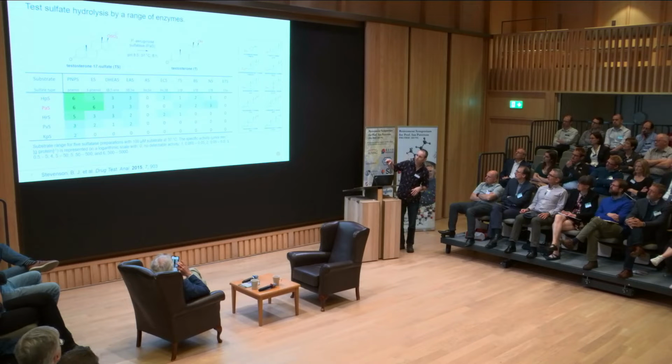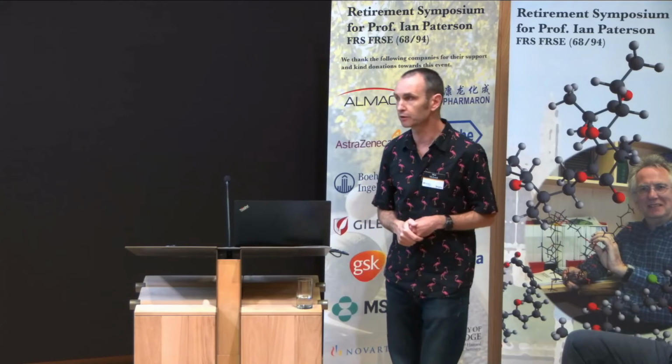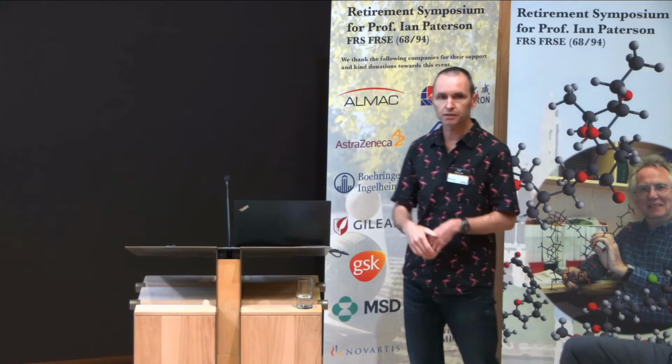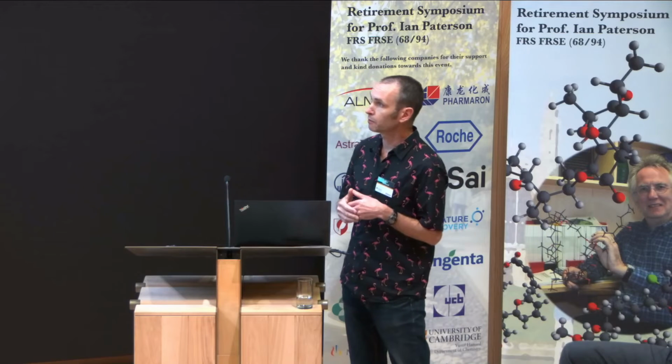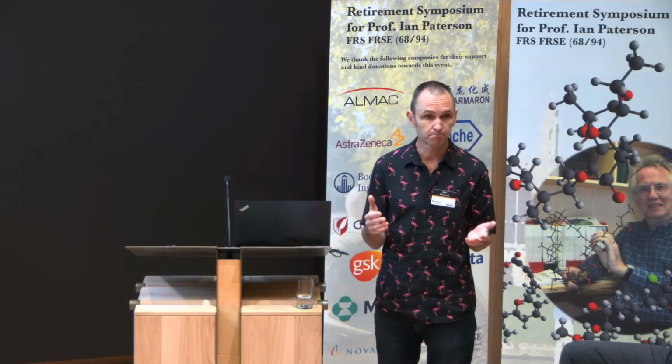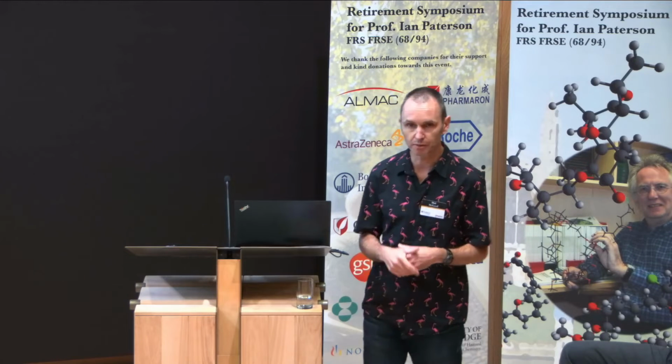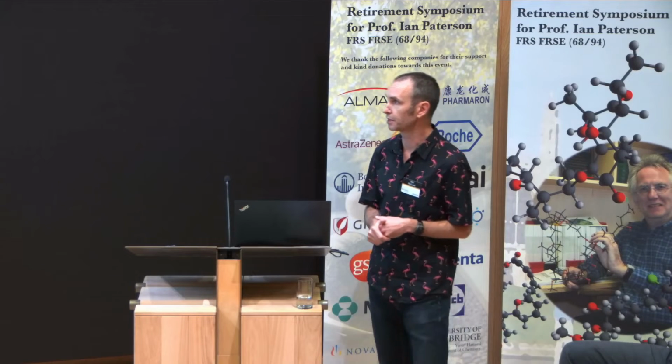On the left-hand side, in red is our enzyme. I'm going to call that PAS from now on, Pseudomonas aeruginosa sulfatase. And then all of the other commercially available sulfatases you can buy from Aldrich. And basically, the bigger the number or the darker the box, the better the activity. And what we see is that our enzyme is about as good as the best commercial enzyme, Helix pomatia sulfatase.